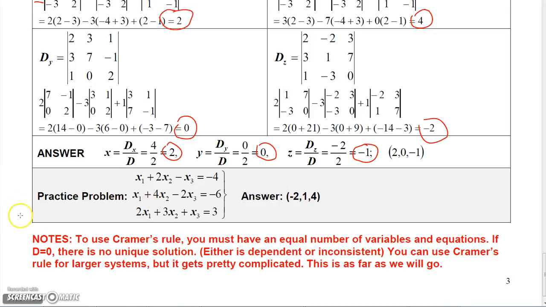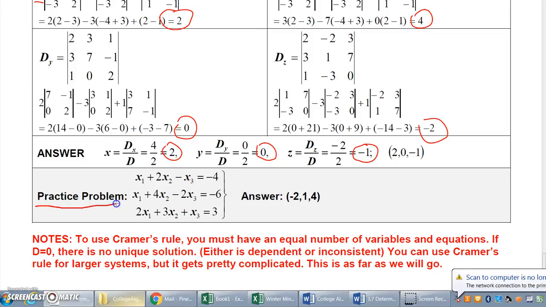Now you can pause the video and work this practice problem if you like. But that's it. That's the end.